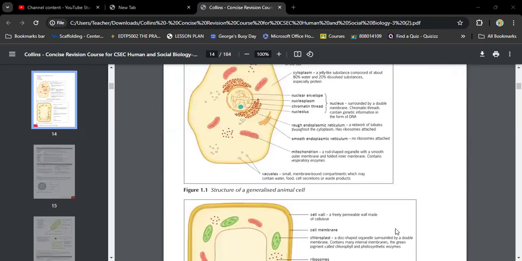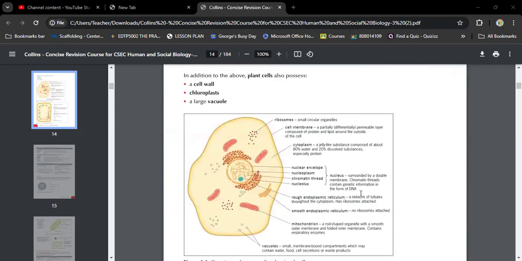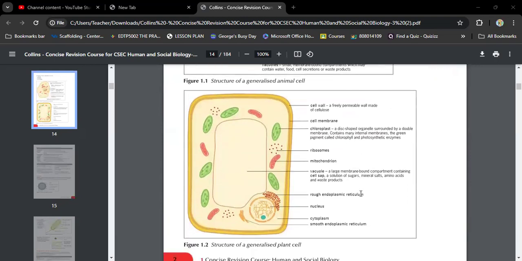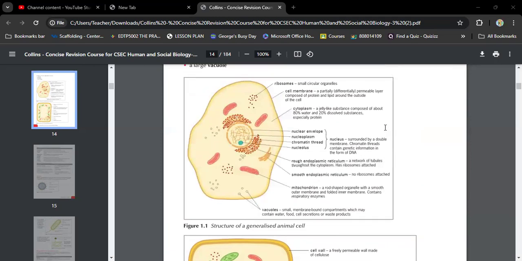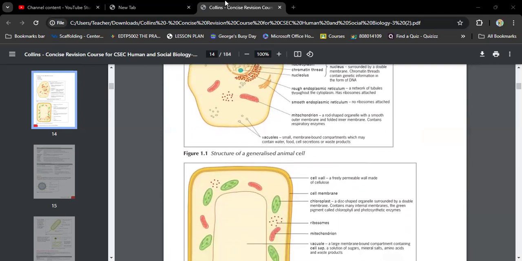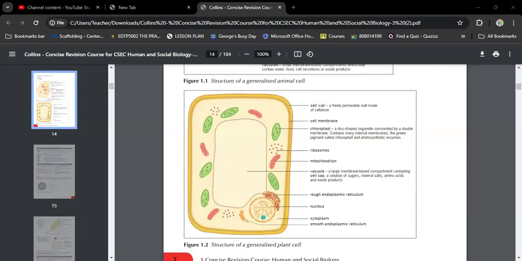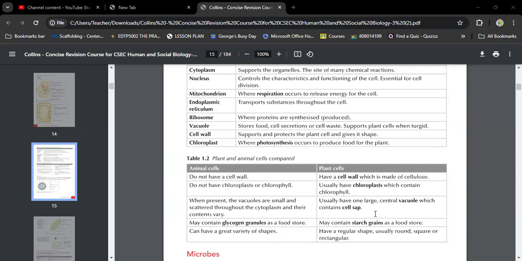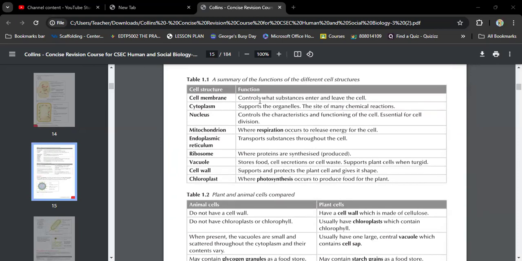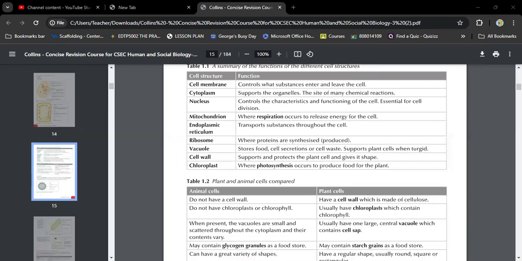Right, very good. So the animal cell in comparison to the plant cell, let's see. Right, so this is the mitochondrion, which is the powerhouse of the cell, right? And it is present in both plant and animal cells. They also spoke about the cytoplasm, right? Which is this liquid, I suppose, that everything just kind of floats about in. So the cytoplasm supports the organelles and they are the site of many chemical reactions, right?